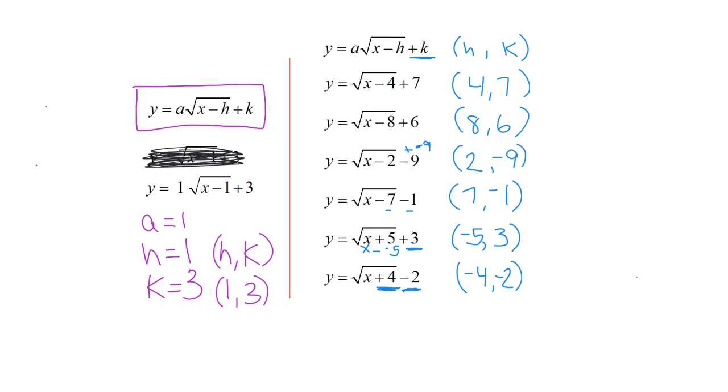And then the number on the outside of the root, plus 7, it should be plus a number. So positive 7 means 7. Positive 6 means 6. If it's a negative 9, you put negative 9. Negative 1 means negative 1. Positive 3 means 3. And negative 2 means negative 2 goes there. So let's try one more of these before we start graphing.